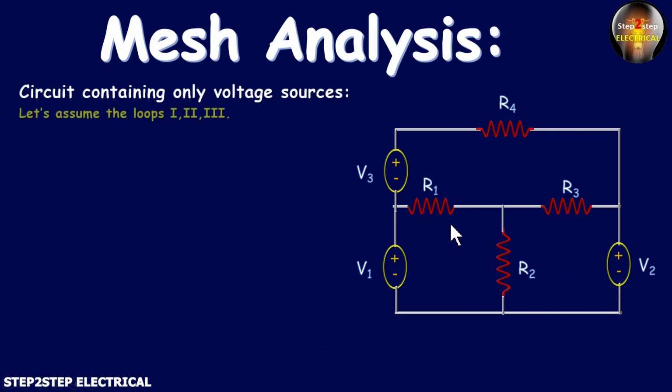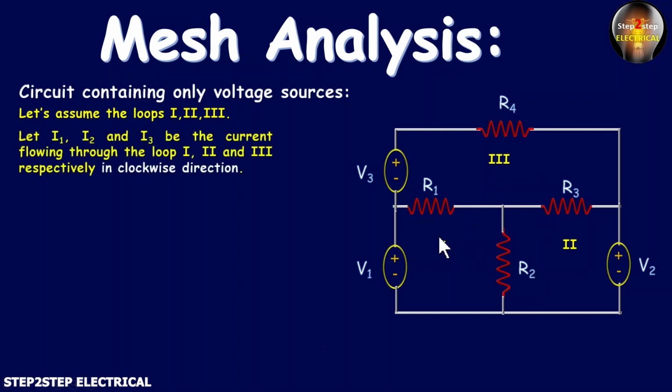So first of all, we will assume that this is the first loop, this one is the second loop, and this one is the third loop. Okay, now it's time to assume the current. We will assume I1, I2, and I3 be the currents flowing through loop 1, 2 and 3 respectively, but in clockwise direction. This is the very first assumption that we have to do in every mesh analysis.